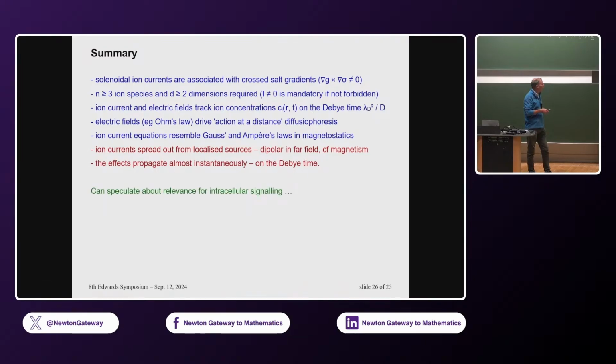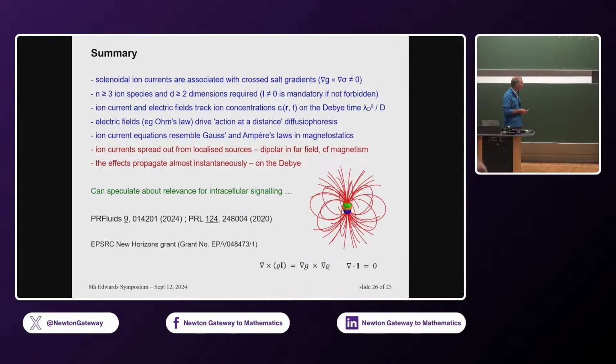And we can delve into the realms of speculation here. So we have a way of signaling. If we have an ion gradient on one side of the system, almost instantaneously it generates these ion currents and electric fields that spread throughout the whole system. We know of no evidence that it could be used for intercellular signaling, but it's there, and maybe the cells do use it. And that sums it up.